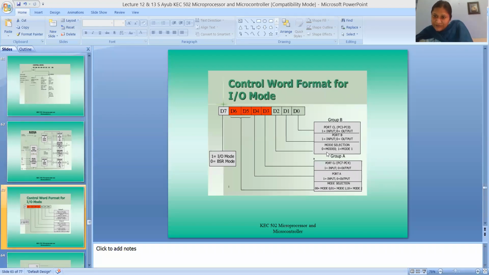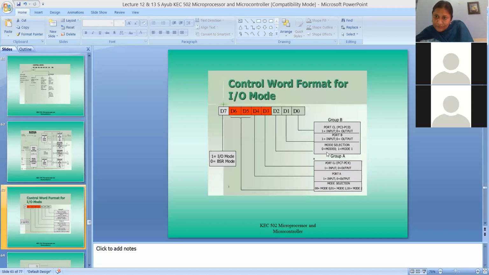Garima wants to ask something. Garima, do you want to ask something? Garima, please unmute yourself.